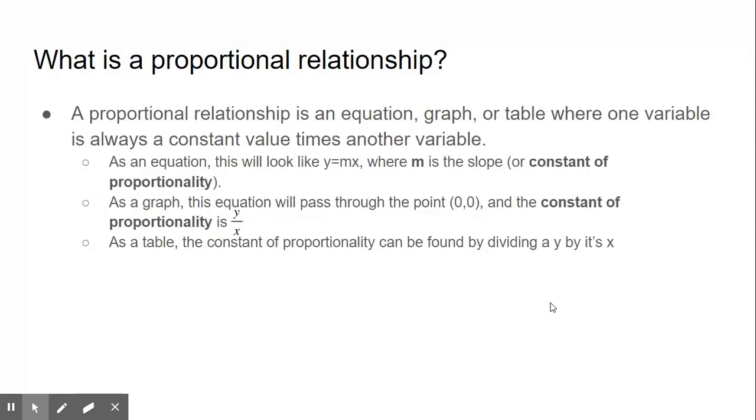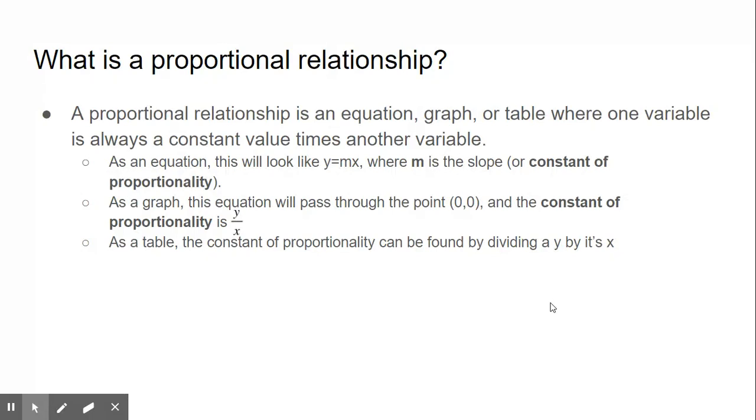So a proportional relationship is an equation, graph, or table where one variable is always a constant value times another variable. As an equation, this would look like y equals mx, where m is your slope, which we're now calling a constant of proportionality. And as a graph, this equation will also pass through the point (0, 0), and the constant of proportionality is y divided by x, which is really similar to the concept we learned before when it came to learning a linear equation. And finally, as a table, the constant of proportionality can be found by dividing any y in the table by its corresponding x.